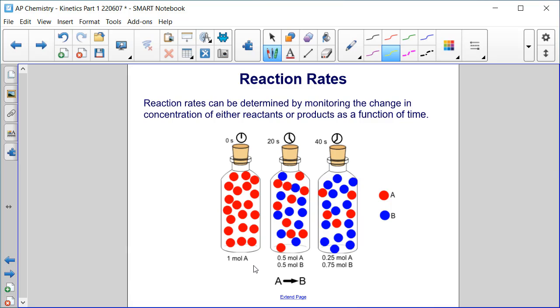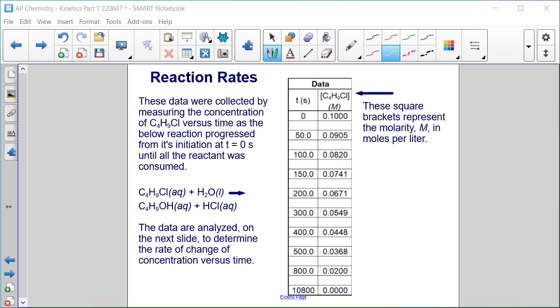We have 1 mole of A, which is our reactants, and we measure along at various times. At 20 seconds, we see we have 0.5 moles of A reactant, 0.5 moles of B product. And then after 40 seconds, we have 0.25 moles of A and 0.75 moles of B. So we're just monitoring the experiment as it moves forward as reactants become products.